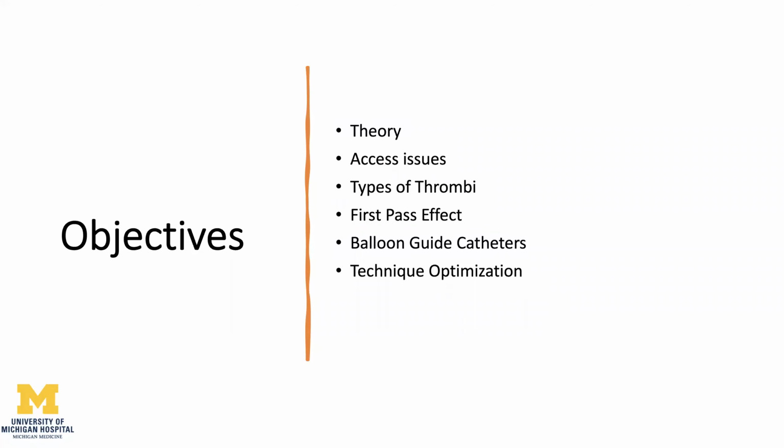So the objectives of this talk will go over the theory, some of the access issues, the types of thrombi, the first pass effect, and then we'll go over some of the balloon guide catheters, and then the technique for optimization to remove thrombus. So the theory.